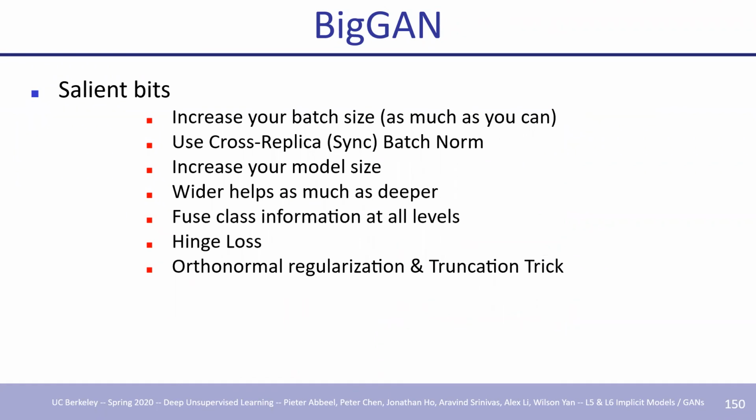So for BigGAN, they try to increase the batch size as much as possible. They try to sync the normalization between different stacks, increase model size, make it wider, fuse class information at all levels. So this regularization trick and then the truncation trick. And then they use the hinge loss.